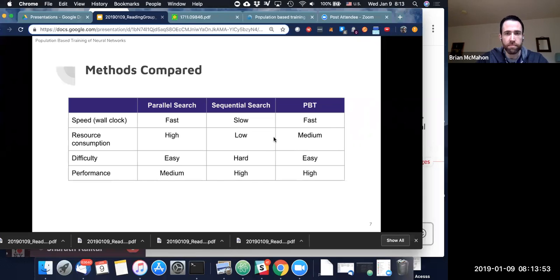It's easy to implement in that you don't have a bunch of hyperparameter schedules that you have to deal with, as those are discovered automatically. And it reaps the performance benefits of sequential search in that it's able to, in real time, adjust the hyperparameters and weights to arrive at an optimal setup by the end of that single train.